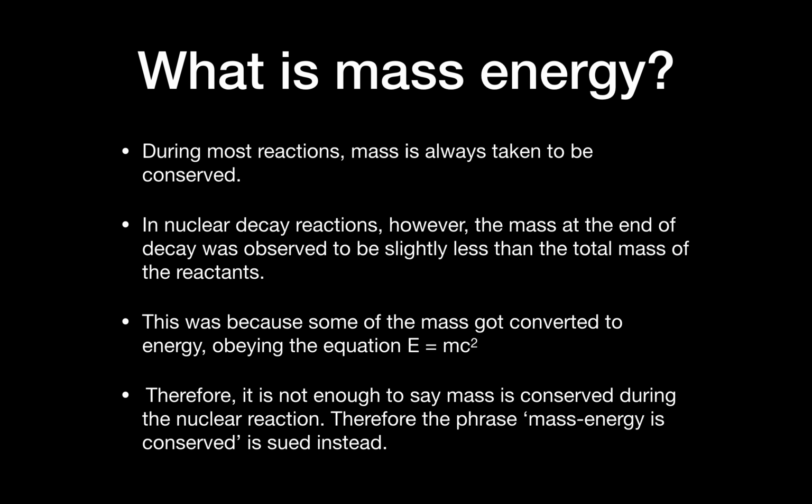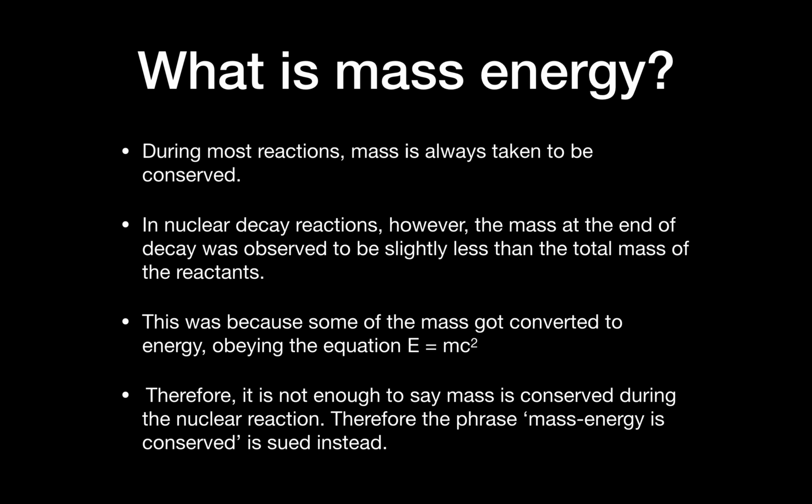So we come back to mass energy. I talked about how mass energy is conserved during the nuclear reactions. In most reactions, as we studied from before, it is only mass that is conserved. In nuclear decay reactions, however, it was observed that mass at the end of the decay was slightly lesser than the mass at the beginning. So where did the excess mass go? This was because the mass that was lost was instead converted into energy, which obeys the law E is equal to mc squared, which is probably the most famous equation in all of science.